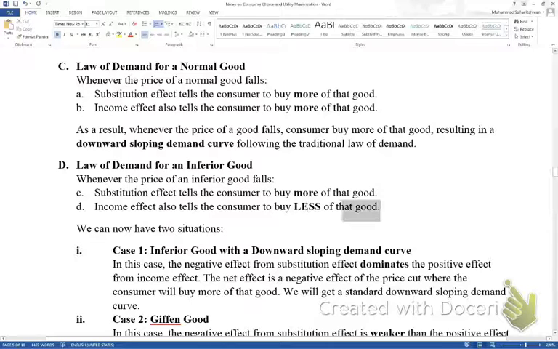Then income effect tells our consumers to buy less of that good. This is where the interesting discussion is coming, right? So now we are seeing substitution effect and income effect moving in opposite direction. Your substitution effect is telling you to buy more, your income effect is telling you to buy less of that good. So obviously you can have two different kind of situations.